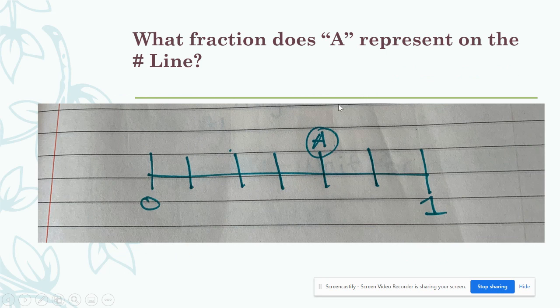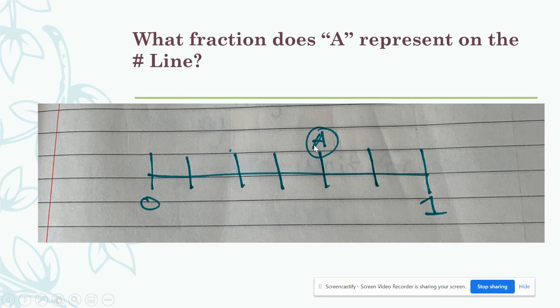Okay, so again, what fraction does A represent on the number line? Remember, we have to start off by counting the number of pieces that this number line was divided into. So we have 1 piece, 2 pieces, 3, 4, 5, 6. So that means our denominator will be 6, because we have 6 equal pieces.